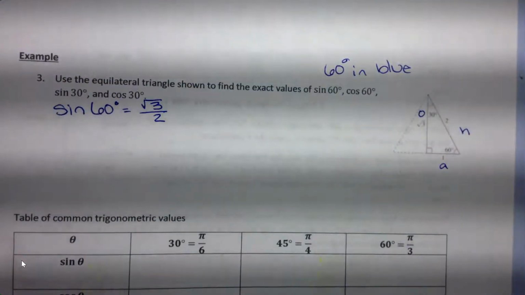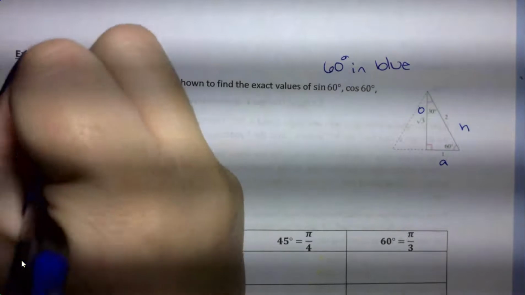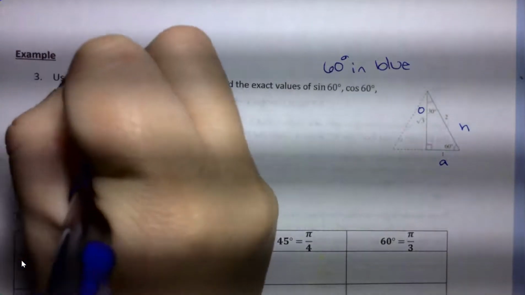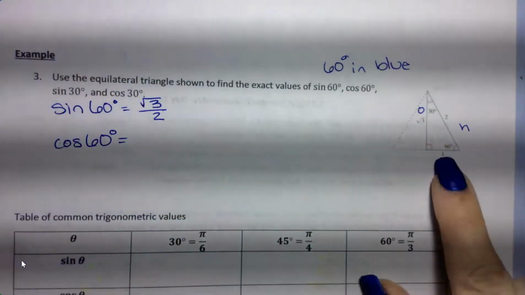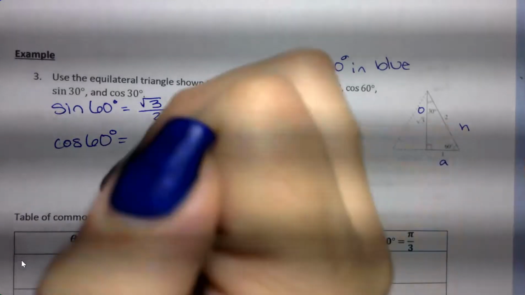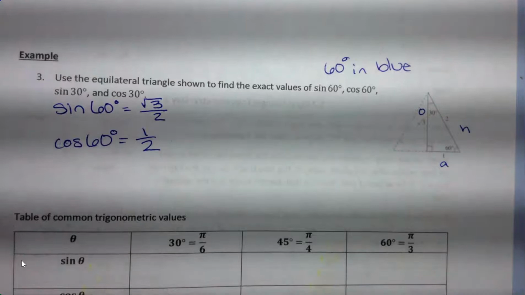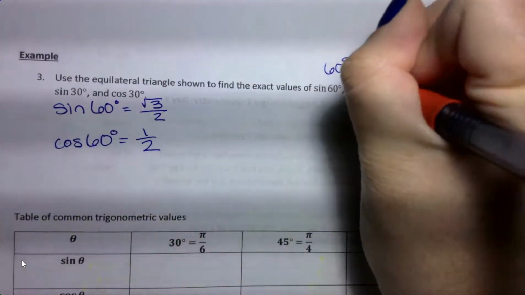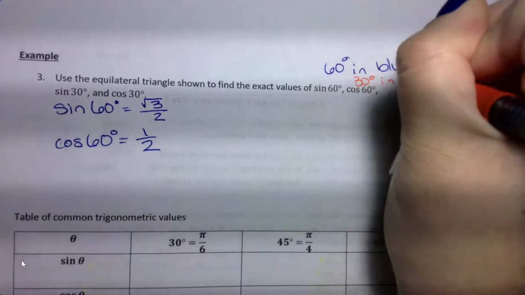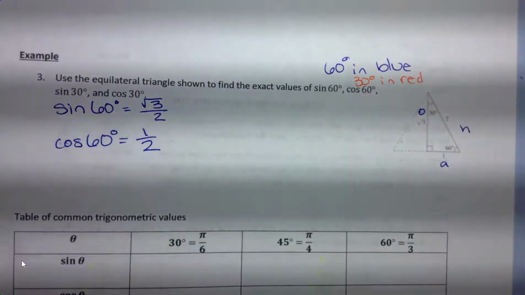And I'm going to do the same thing for cosine. So cosine is adjacent over hypotenuse. My adjacent side here is 1, and my hypotenuse is 2. Then I want to go ahead and do the same thing for my sine of 30 and my cosine of 30. So I'm going to do 30 degrees in red.